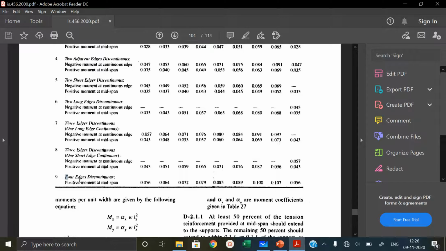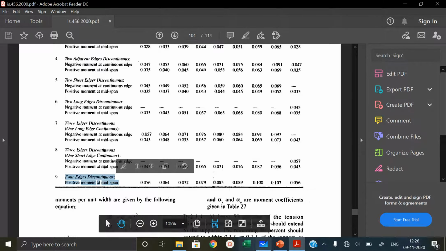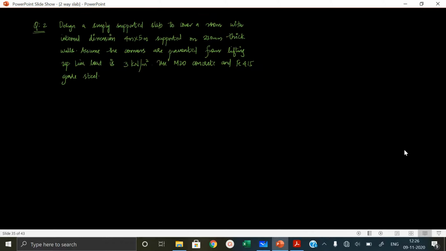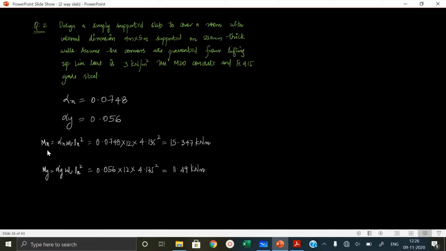We will take 4 edges discontinuous. So I will get the alpha x supported on 4 edges discontinuous. I will get the alpha x and alpha y by linear interpolation based on the Ly by Lx ratio. I will get it as 0.0748 and 0.056. Corresponding to that, I will find the value for my Mx and My.